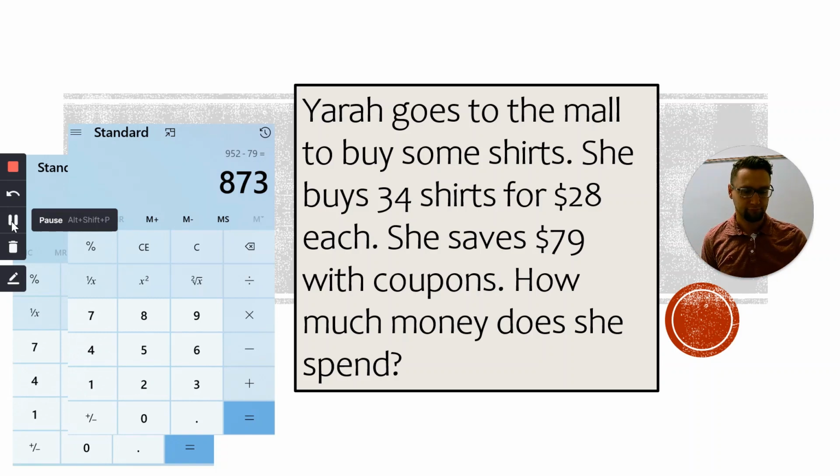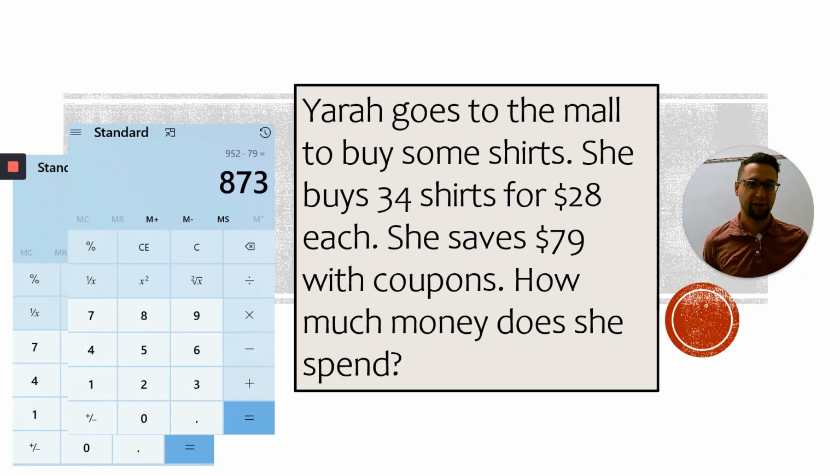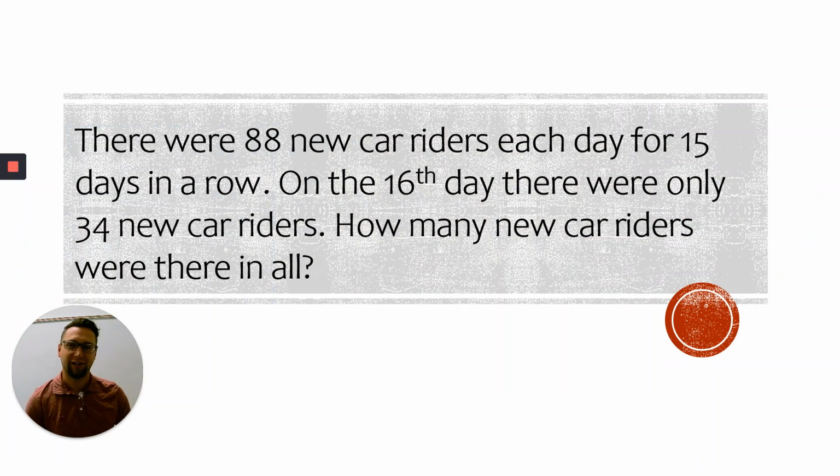Let's continue with the second problem and determine how many steps it will take to do it. That last problem with Yara was a two-step problem because we had to do two operations of math to solve for the answer. Let's try a new one. There were 88 new car riders each day for 15 days in a row. On the 16th day, there were only 34 new car riders. How many new car riders were there in all?